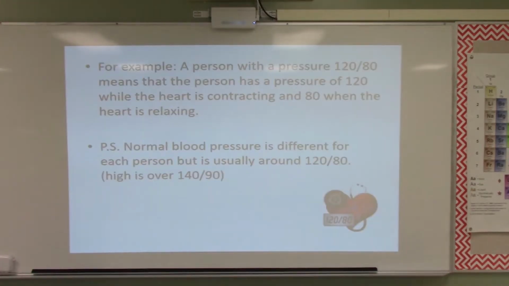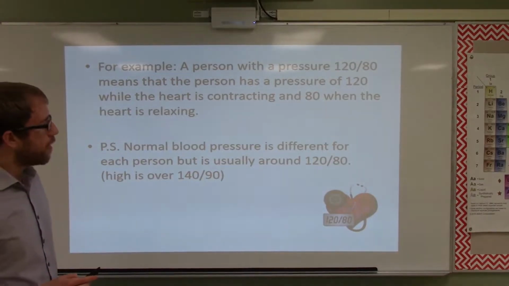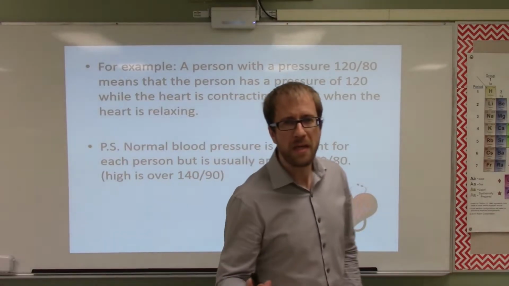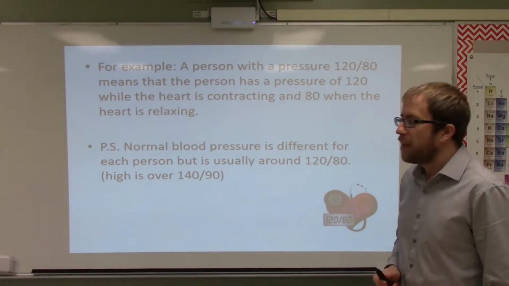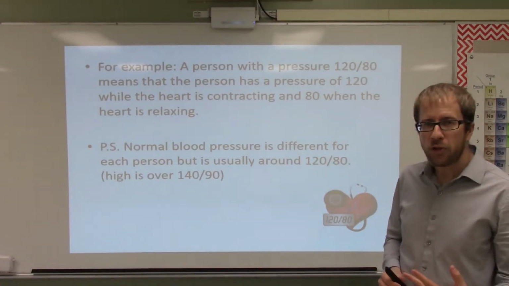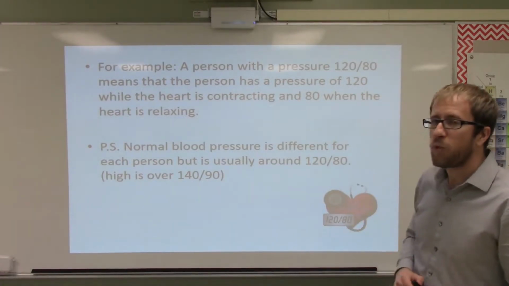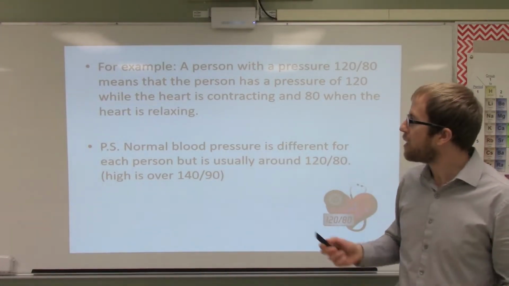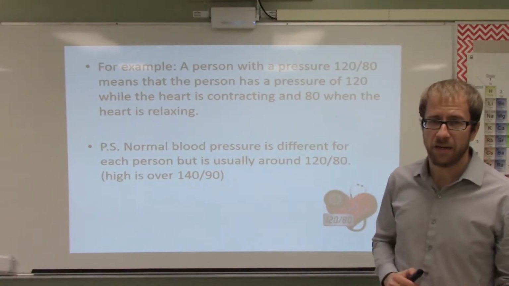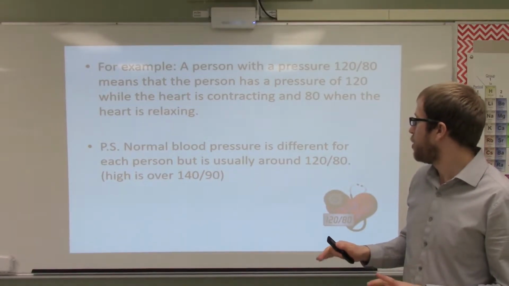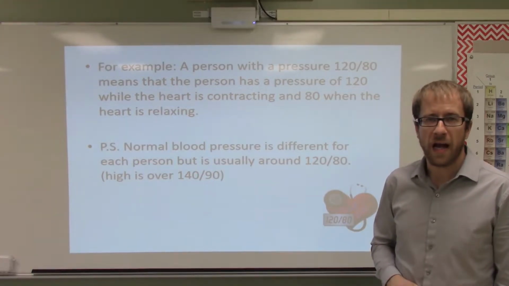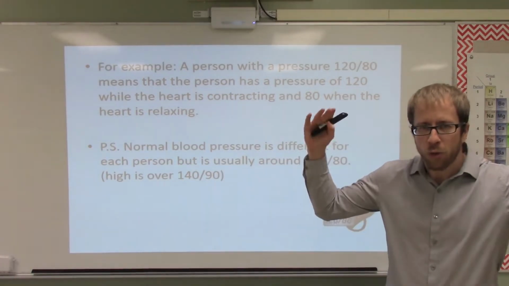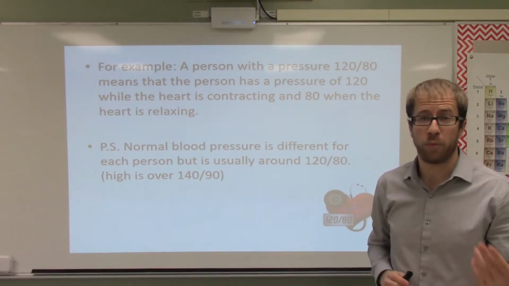So a normal pressure would be 120/80. That means that their blood pressure, their high end would be 120 millimeters mercury, and their low end 80. So that would be considered normal. Now, high is 140/90. Anything around that range or higher would be considered high blood pressure.